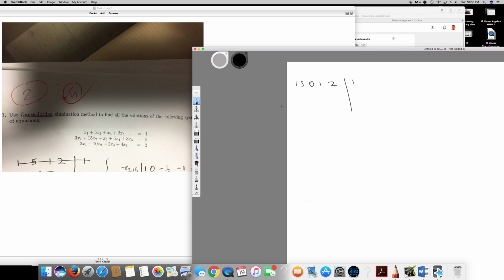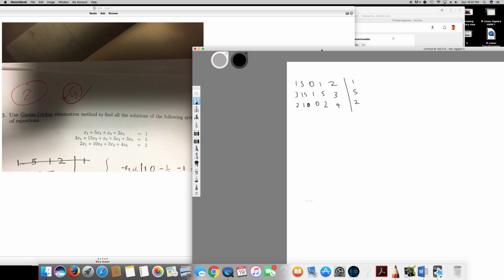And the second one is 3, and x2 is 15, x3 is 1, and x4 is 5, and the last one is 3, and this is 5. And the third one is 2, 10, and this one doesn't have x3, so x3 is 0, and x4 is 2, and x5 is 4, and the answer is 2.